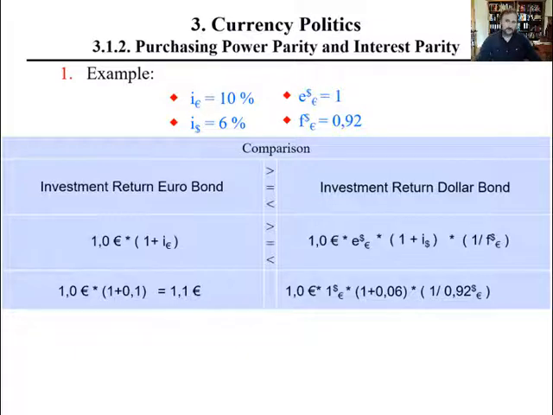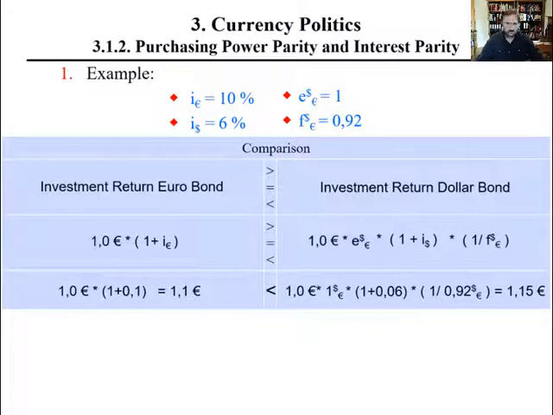Then we can calculate the numerical value of the dollar investment. The result is 1.15 euro. This means an investment in the dollar area is more profitable than an investment in the euro area, since the return of a dollar investment is higher than the return of a euro investment, which equals only 1.1 euro instead of 1.15 euro from a dollar investment.